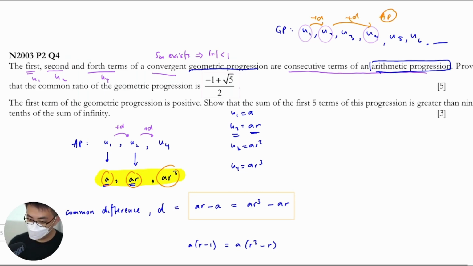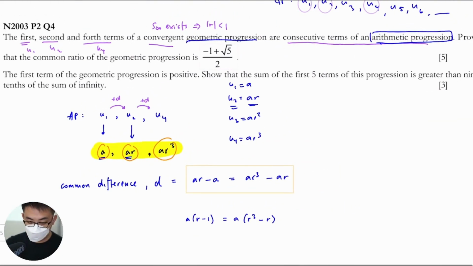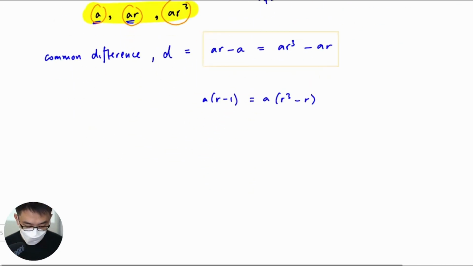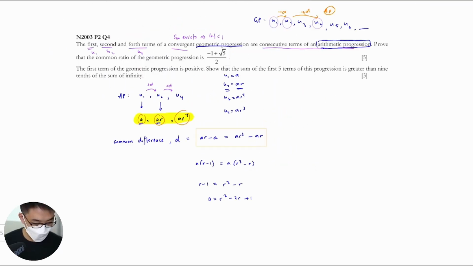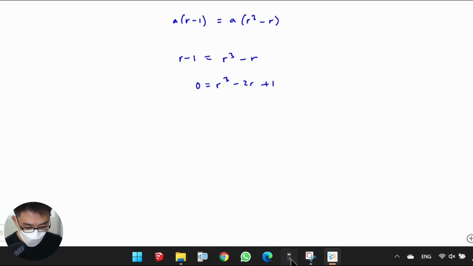So there are two layers here. One is the AP, one is the GP. From a GP you take terms out, and it becomes an AP. So that's why they're asking you to show that R is of this form. You just write it down: R minus 1 times R cubed minus 2R plus 1. You can key in the calculator, but you get one of the solutions as 1.